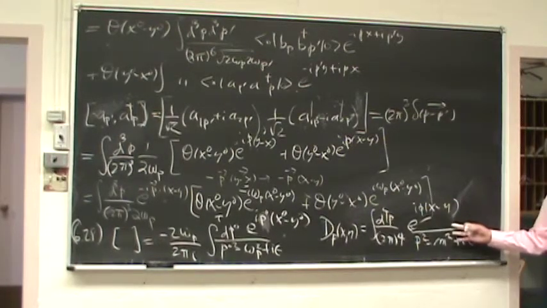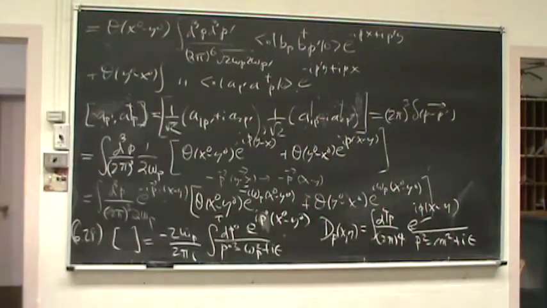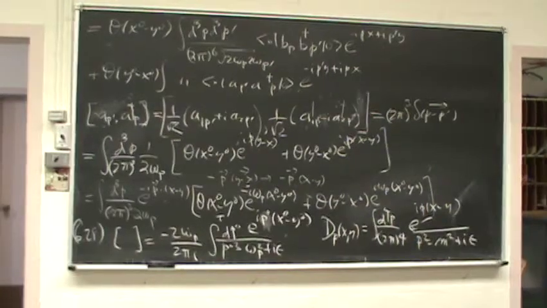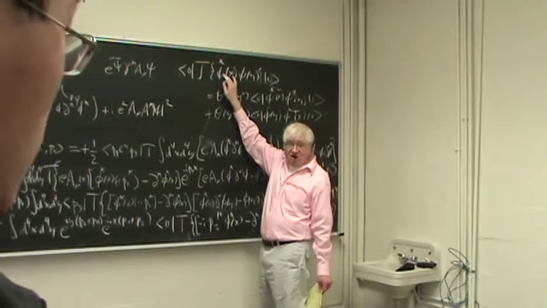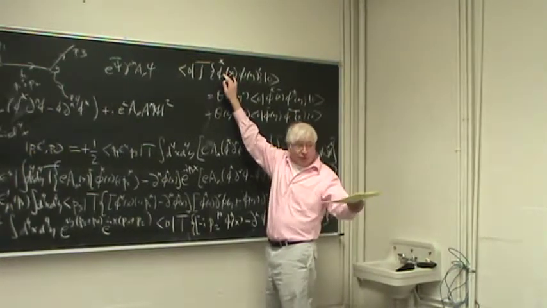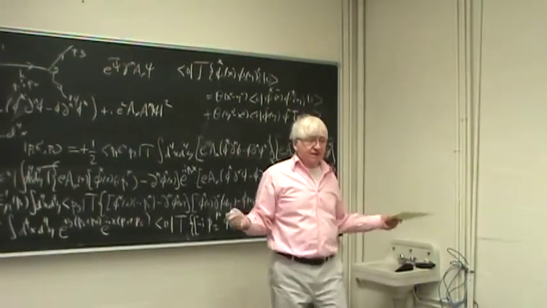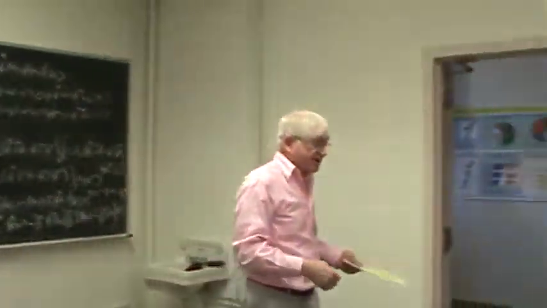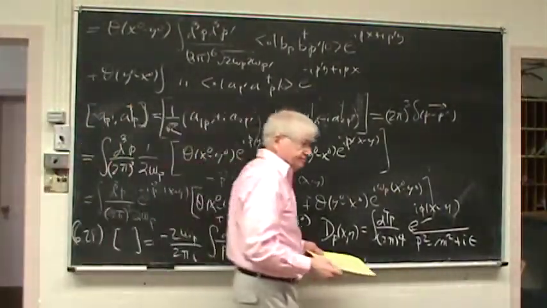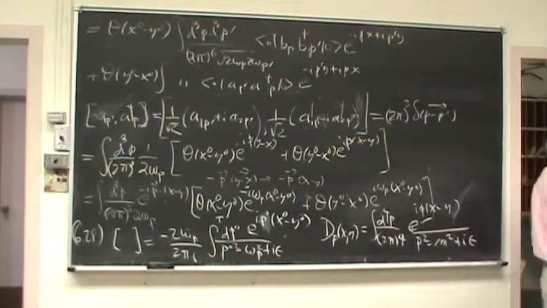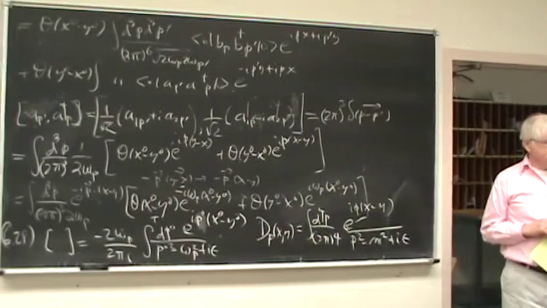And the funny thing is then that the Feynman propagator defined as the time-ordered product of phi of x star, if you want, dagger, phi of y, is the same thing as the Feynman propagator of phi of x, phi of y, if phi were just a neutral field. Okay, so that's a long song and dance. Any questions?